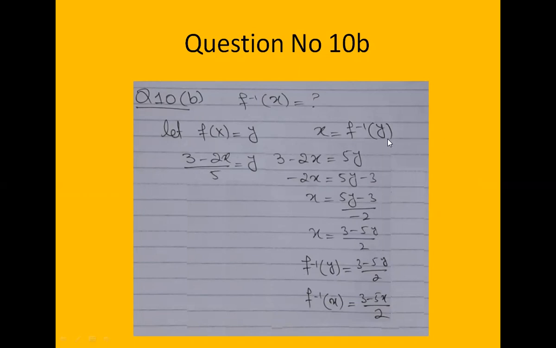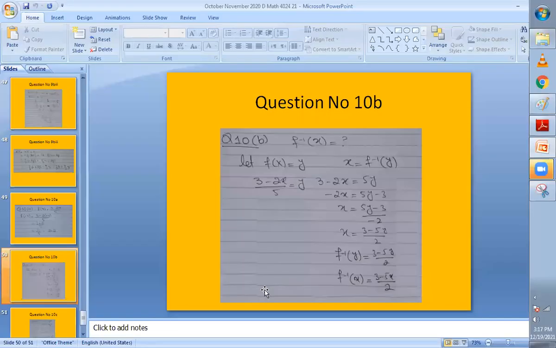In the place of x, I can put f inverse of y. So f inverse of y is equals to 3 minus 5y, the whole thing divided by 2. Now I will change the variable. So f inverse of x is equals to 3 minus 5x divided by 2. So this is the standard method of finding the inverse of a function. And hopefully you understand this. That was question number 10 and its B part.